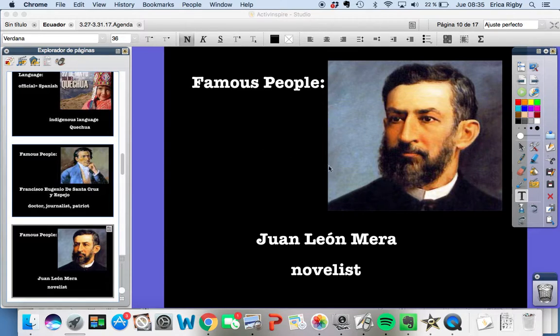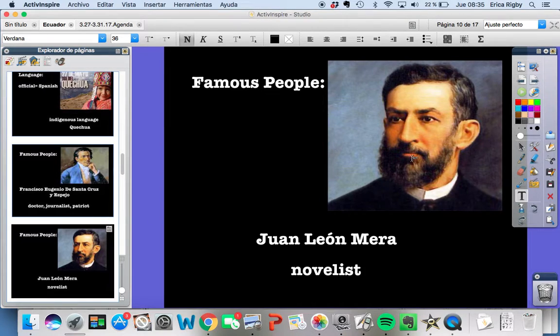Juan León Mera, as a novelist, like many Latin American authors, worked for the political establishment. So he was involved in politics in the country of Ecuador. He worked for the president for some time, and he also belonged to the Real Academia Española, the Royal Spanish Academy, which is known for having set forth standards for the country of Spain and for other Spanish-speaking countries as far as the language, the grammar, the vocabulary.